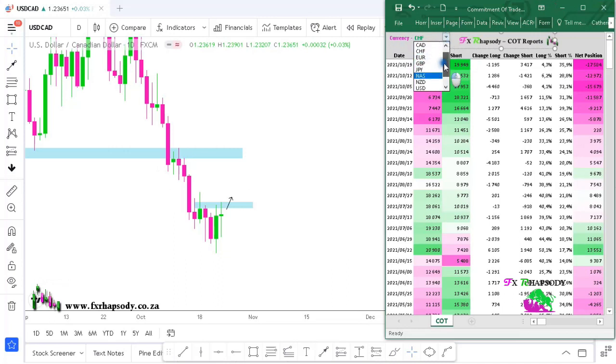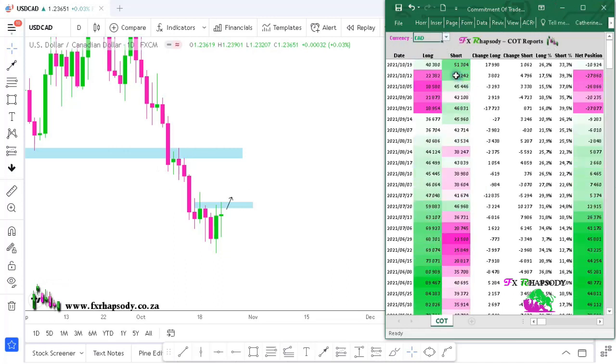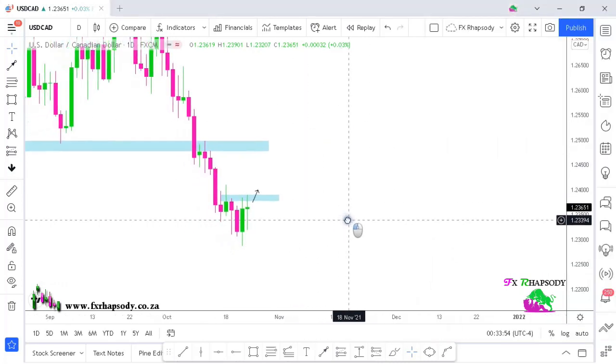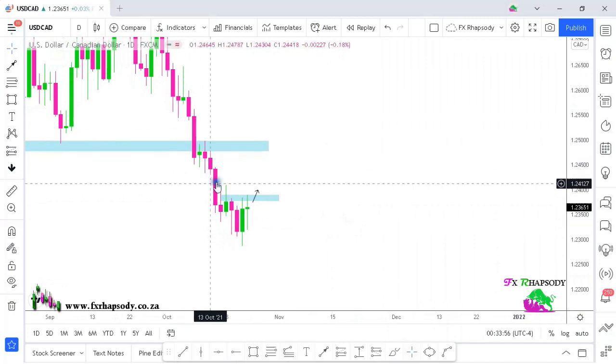COT reports, we are looking at the Canadian dollar. Let's move up. There we go. So the Canadian dollar, we can see that a lot more longs have been opened. There have been shorts opened in the market, but a lot more longs have been opened. So it went from a net position of negative 27,000 to let's call it negative 11,000. So basically what it means is if the Canadian dollar strengthens, it will definitely move to the downside.